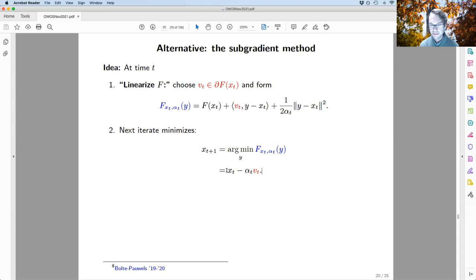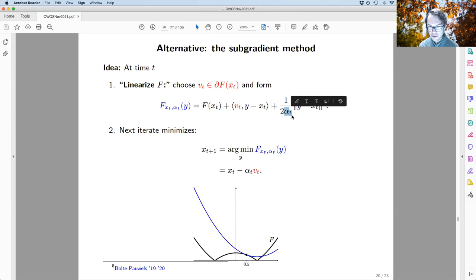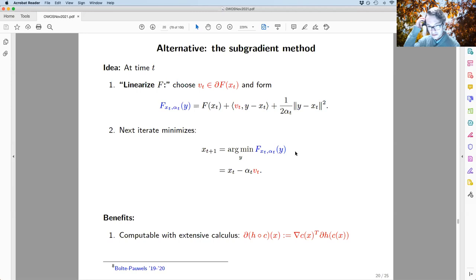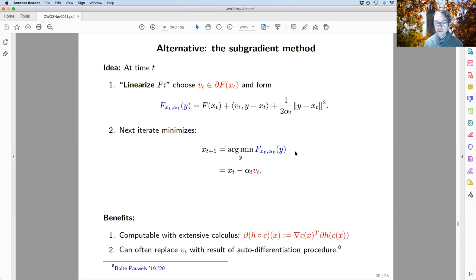Of course, what's happening here is we are approximating this non-smooth function by a quadratic function. This is going to be a really poor approximation, and so we're going to have to boost up this alpha_t in order to make sure that we take smaller and smaller step sizes. But in any case, we can do this. And it has clear benefits if we can't do proximal methods, in that we can actually compute subgradients for a wide variety of functions. And typically, they're computable with things like matrix vector products. And we can often replace v_t in addition with the result of an auto-differentiation procedure, like what comes out of Google's TensorFlow library, and similar results will hold.